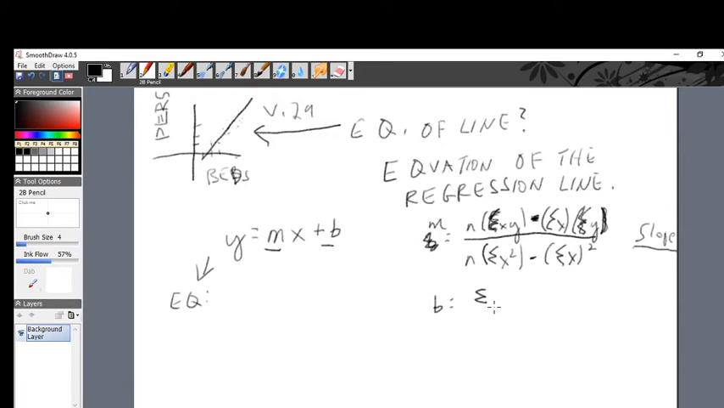And this is, you sum up all the y's, minus b times the sum of all the x's. Sum up all the x's. Okay. And divide that by n, and you're going to get the y-intercept. Okay, now let me show you where you'll get the numbers from.